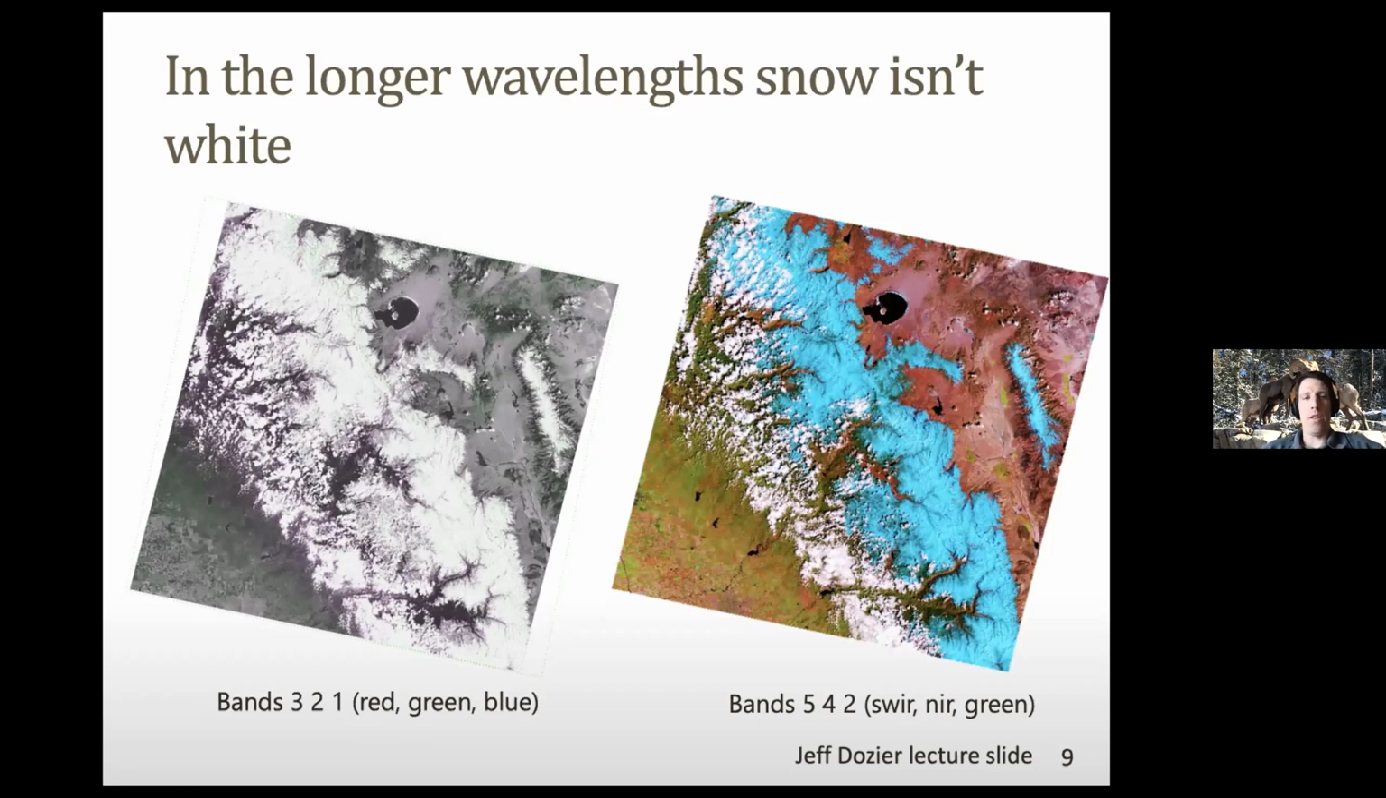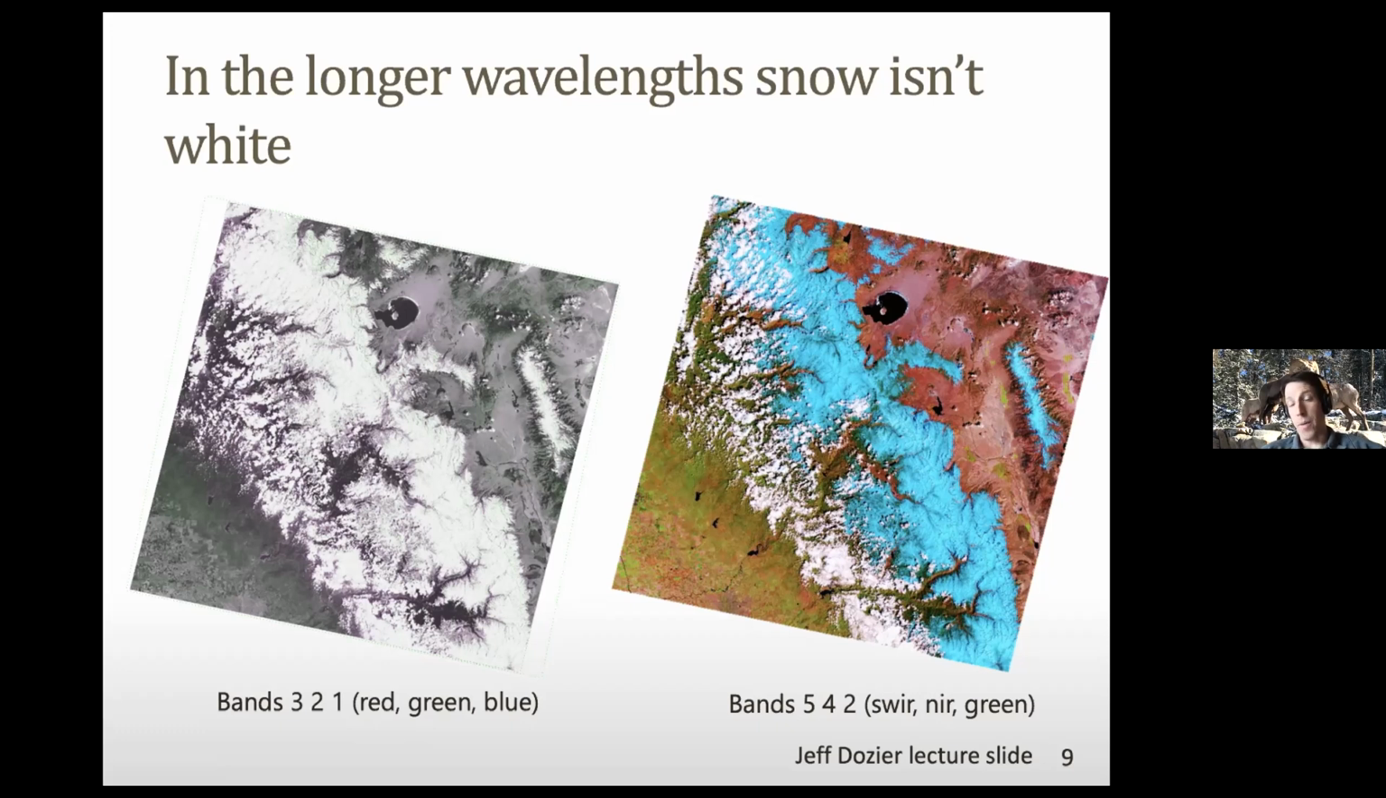And what this is showing is on the left, we're looking at bands 3, 2, and 1. So red, green, blue. That's how we see and how we make up images, RGB. Compared to on the right, we have bands 5, 4, 2, where 5 is a shortwave infrared band. That's the SWIR, which is a longer wavelength. Band 4 is a near infrared wavelength, which is sort of in between visible and the SWIR, and then green, which is a visible wavelength. And you can see the snow shows up as that nice sort of blue color.